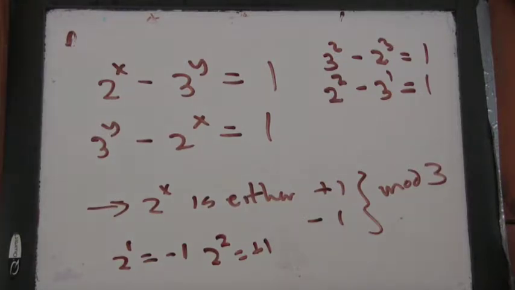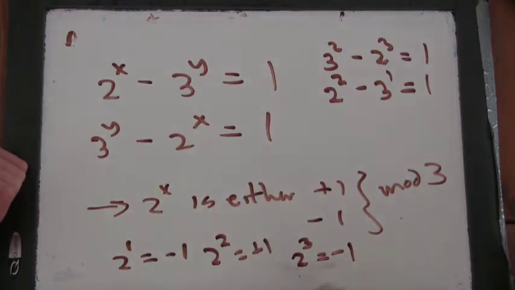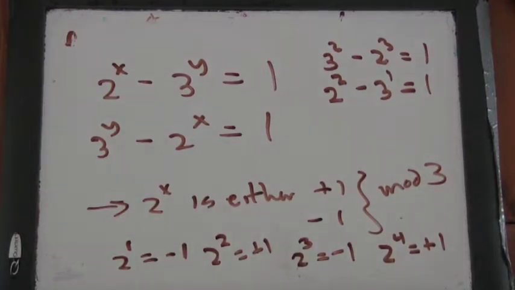The powers of 2 look like they alternate, because 2 cubed is going to be minus 1 and 2 to the 4th is going to be plus 1. These are all mod 3, by the way. It looks like odd powers of 2 are going to be minus 1 mod 3, and even powers of 2 are going to be 1 mod 3. Why? Because 2 is negative 1 mod 3, and you can multiply the mods together when you add on another 2. So minus 1 times minus 1 is plus 1, times minus 1 is minus 1, times minus 1 is plus 1.